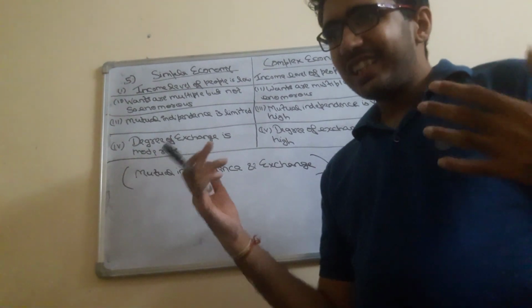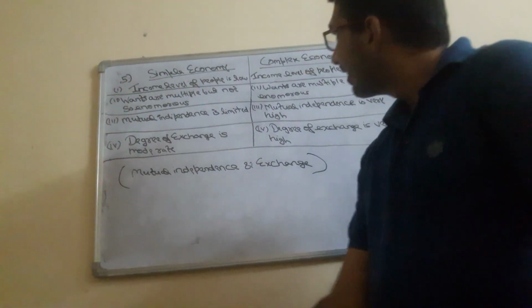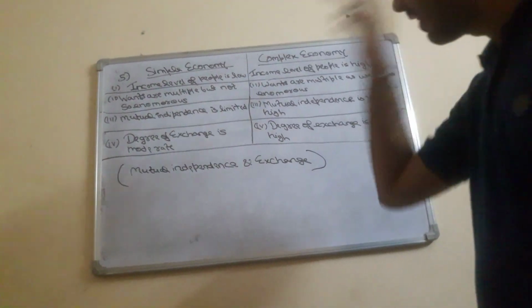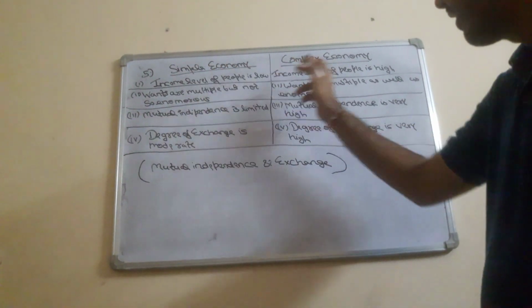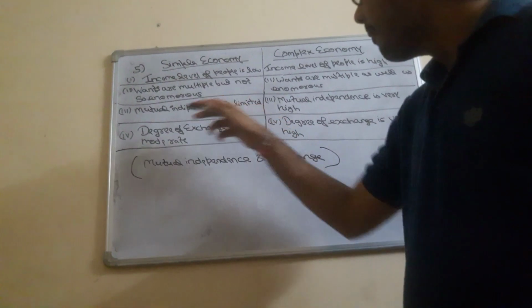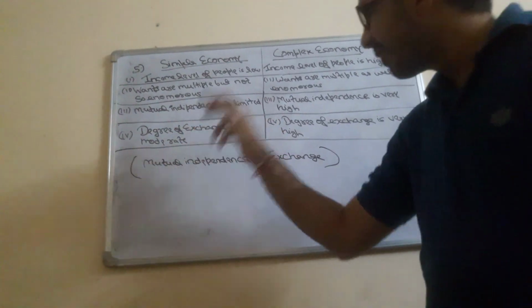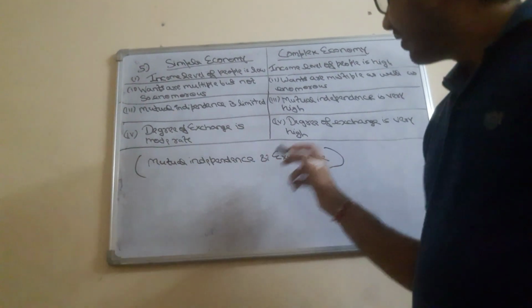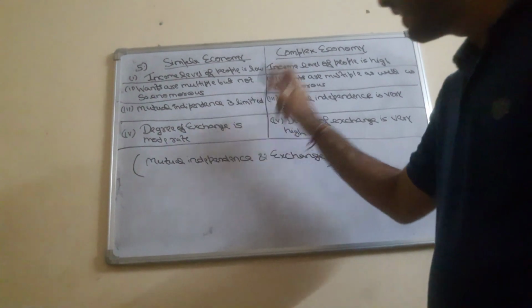उसी की वजह से अगर interdependence हुई तभी जो है economy अच्छे से grow कर पाएगी. So what about simple and complex economy? First of all, let's not go to the first point. Let's go from last. Degree of exchange is moderate. Why degree of exchange is moderate? Because mutual independence is limited.